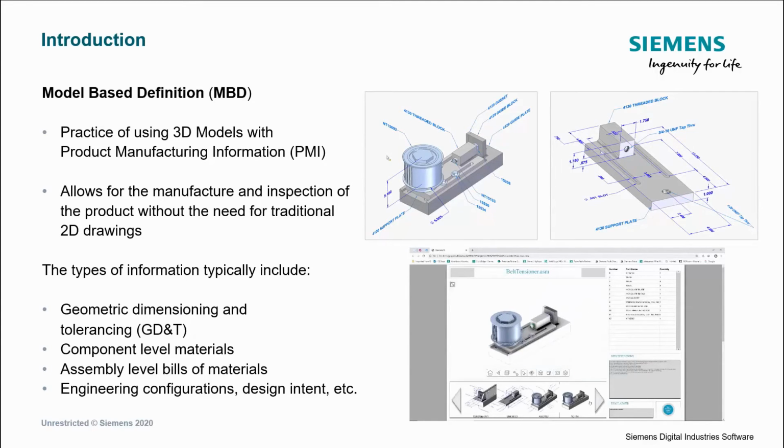One of the keys to eliminating redundant engineering information is to capture and retain it through the use of model-based definition. Since product teams can capture and share the engineering requirements, such as geometric dimensioning and tolerancing, materials, and assembly level bill of materials within the 3D model, the need for creating the 2D drawings is eliminated and it ensures that the final product complies with its engineering specifications.